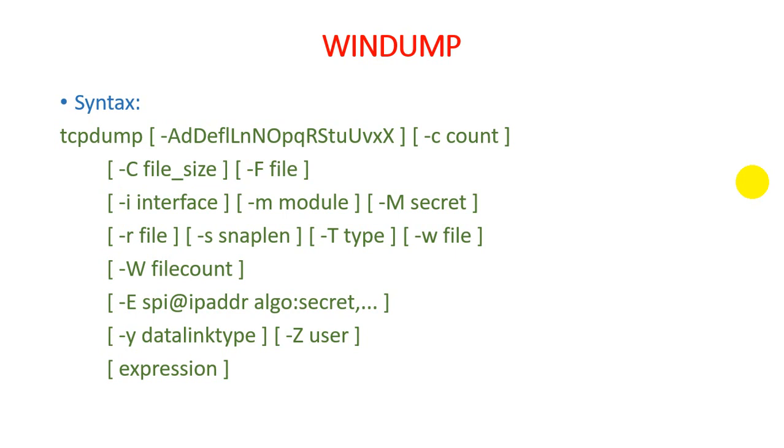The default command is dash c count. We know why we are using count. Then there are options like dash C file size, dash F file, dash i interface, dash m module, dash M secret, dash r file, dash s snaplen, dash T type, dash w write file, dash W file count, dash E SPI at IP address with algorithm secrets, and lots of algorithms if we want to use another security level. Then dash y is the data link type, dash Z is the user, and the last one is expressions. It is in square brackets, which means it is optional.